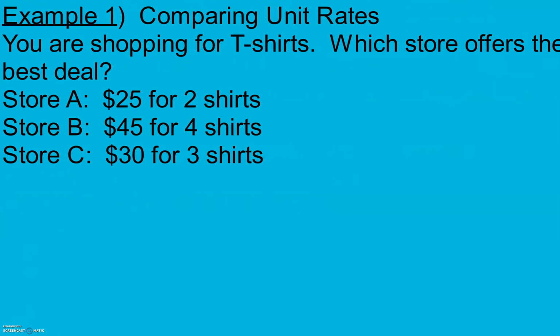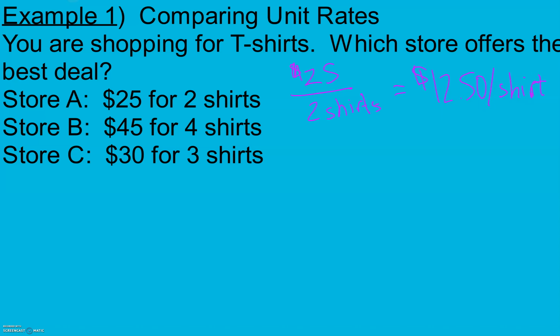In example one, we're shopping for t-shirts. Which store offers the best deal? So we want to know how much it costs for one t-shirt. Which one sells t-shirts the cheapest? For store A, it's $25 for 2 shirts. I can write this as a ratio, and if I do it as a fraction, it's easy to reduce. 25 divided by 2 is going to give me $12.50 per shirt. And that's going to be my unit rate because it's per 1 shirt.